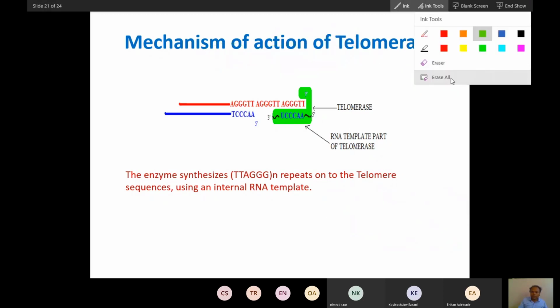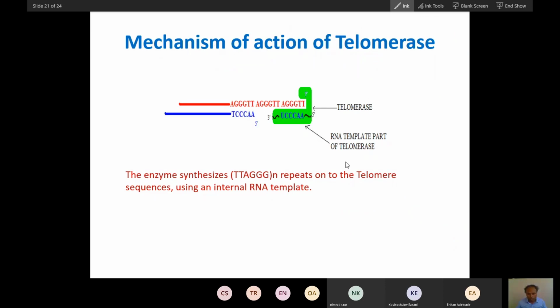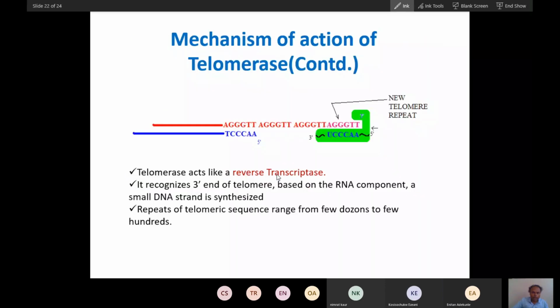So telomerase is nothing but, just tell me, what is telomerase now? RNA dependent DNA polymerase. Did you understand this concept? Yeah. So this is telomerase. Telomerase is a very important concept. So remember what is telomerase.